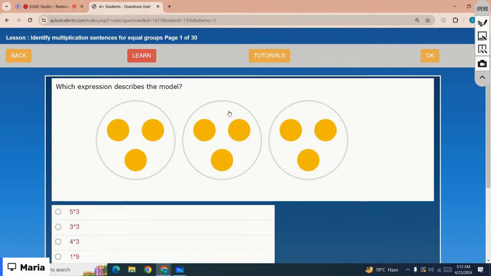So, you can see you have three groups given, right? And in each group you can see three dots. So, that means 3 times 3, because you have a total of three groups and each group has three dots, right? So, that would be 3 times 3. The correct option is 3 times 3. The second option is the correct one.